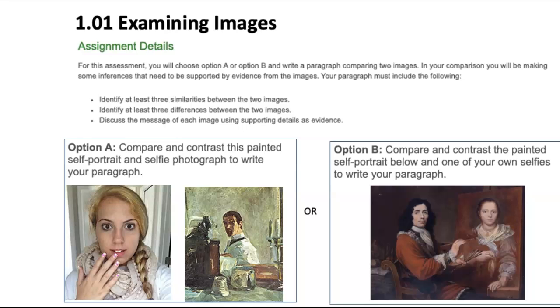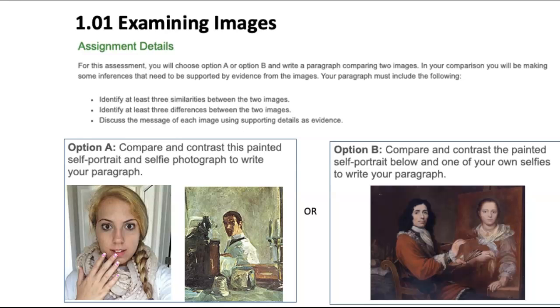Okay. Option B, compare and contrast the painted self-portrait below with one of your own selfies. All right, so you would look at this picture and then a picture that you took of yourself and compare and contrast those. You don't have to do both of these, just one, option A or option B.